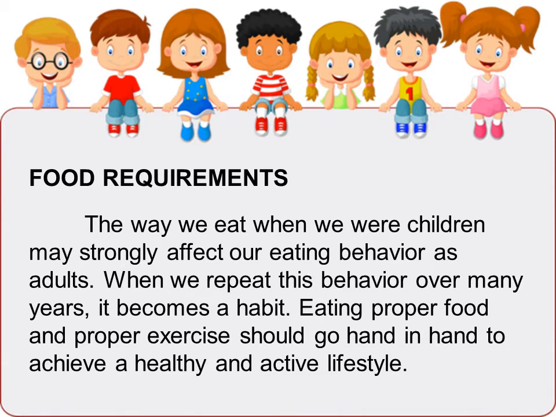So next we have the food requirements. So the way we eat when we were children may strongly affect our eating behavior as adults. So when we repeat this behavior over many years, it becomes a habit. So eating proper food and proper exercise should go hand in hand to achieve a healthy and active lifestyle.